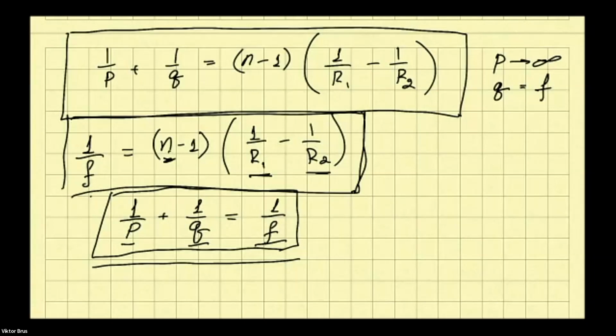Okay, guys, with this, I would like to finish our discussion of image formation, and next time we will start a new topic, which is interference of light. It will highlight some wave features of light.